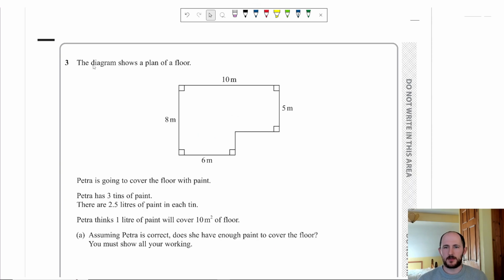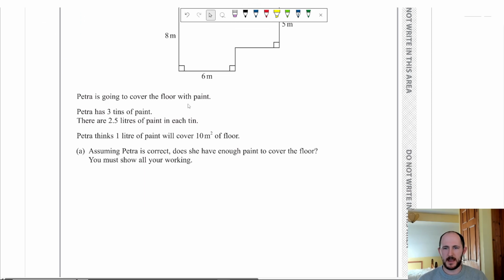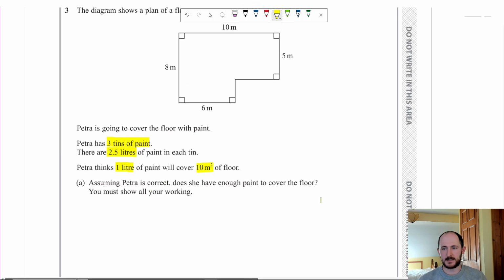So for question 3, we have a diagram showing the plan of a floor. Petra is going to cover it with paint. She has 3 tins of paint, so I might start highlighting this. So 3 tins of paint, 2.5 litres per tin. 1 litre covers 10 square metres. Assuming she's correct, does she have enough paint to cover the floor?